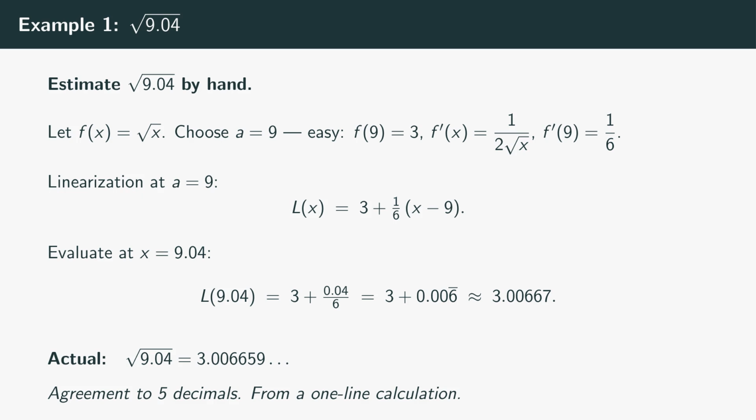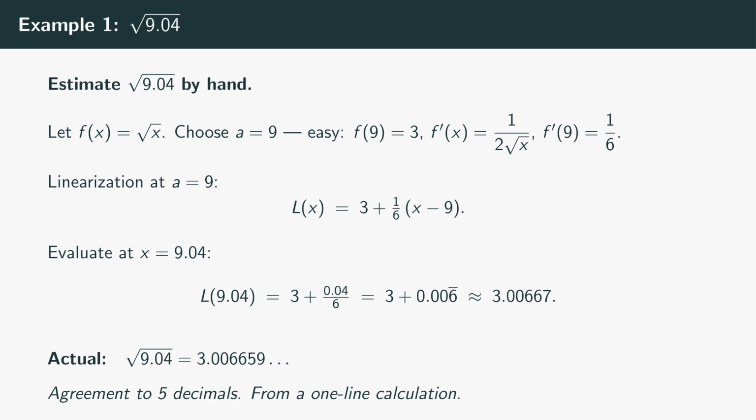So the linearization at a equals 9 is L of x equals 3 plus 1/6 times the quantity x minus 9. Plug in x equals 9.04. The quantity x minus 9 is 0.04. 1/6 of that is 0.00666, repeating. Add 3, get approximately 3.00667.